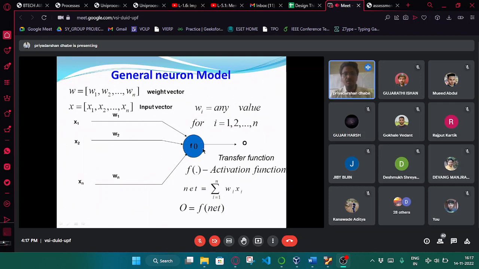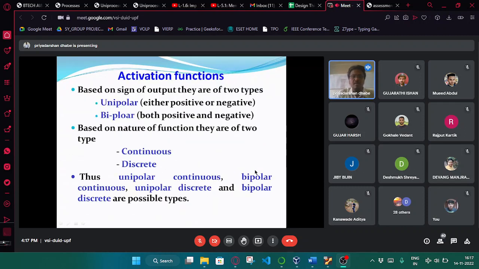The main work of the soma is that it will integrate and take the weighted summation of x and wi, and from the net input or internal activity level of a neuron, it will generate the output O. So output O is calculated as f of net, where f is a function called the activation function of a neuron.